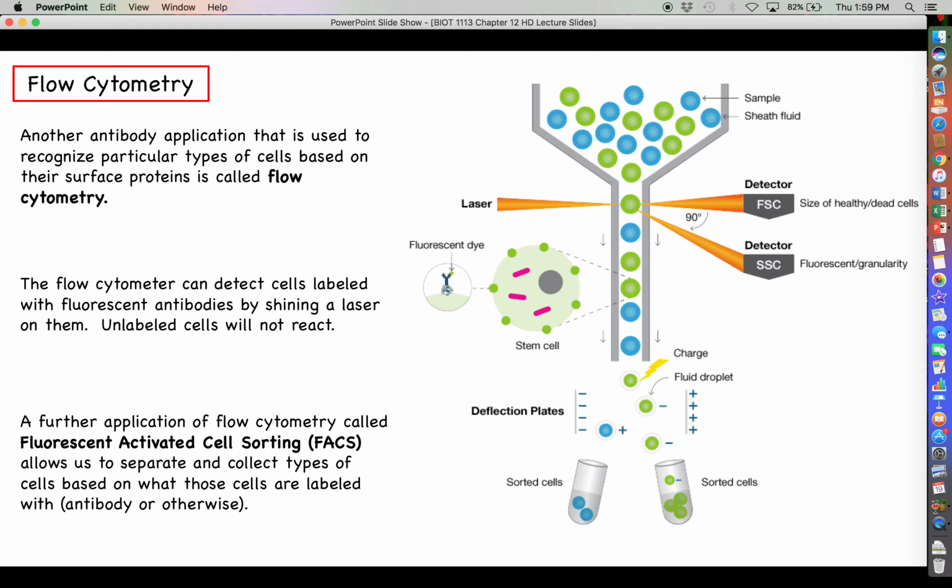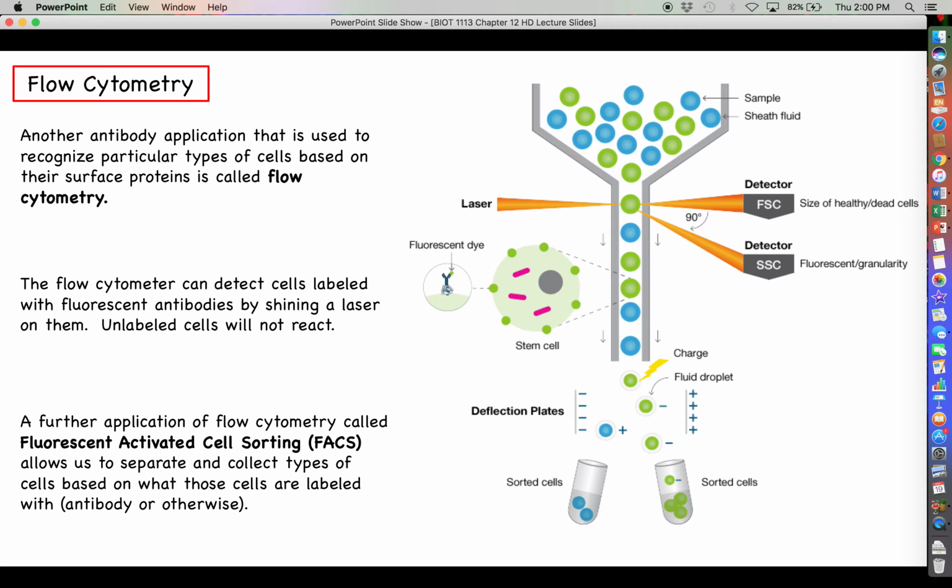So this type of application of flow cytometry, in which we can sort cells based on their characteristics, like whether they have an antibody bound or not, is called fluorescent activated cell sorting, or FACS. And like I said, this allows us to separate and collect cells of different types depending on which cells are labeled and which ones are not.